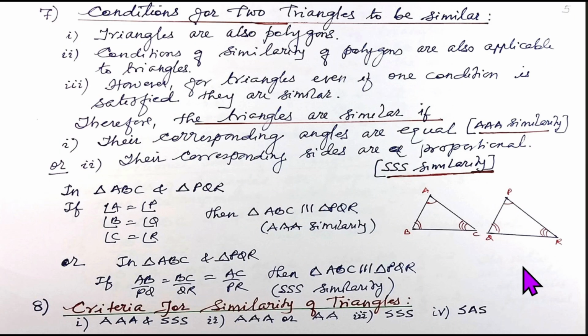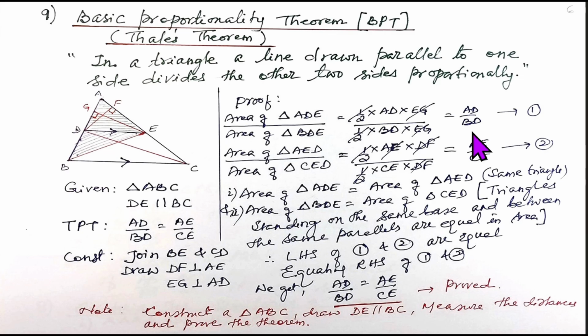But there are different criteria for similarity of triangles. The different criteria for similarity of triangles are the AAA criteria or AA criteria, SSS criteria, and SAS criteria. We will be learning all these criteria and also be proving these criteria in our study further. Now, coming to the next point, that is basic proportionality theorem. A very important theorem in similarity of triangles, which was given by Thales. Therefore, it is also called Thales' theorem, or famously it is known as BPT.